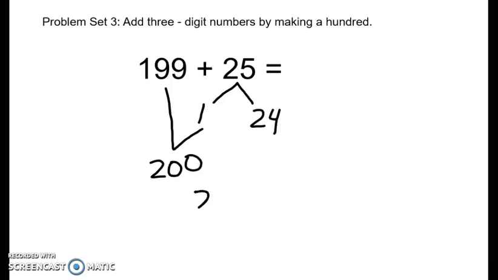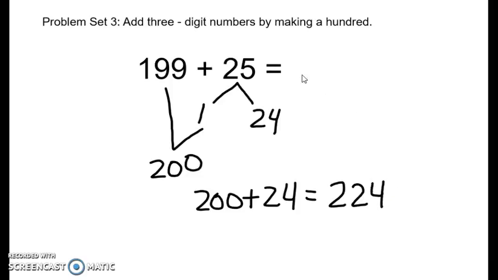Then, I'm going to combine my 200 plus 24, which will give me 224. So my answer is 224. I was able to use a number bond because this number was so close to the next 100. When you have one number really close to the next 100, we can simply just break up our second number to make that next 100. Then it's very easy to add the remaining numbers to get our answer.